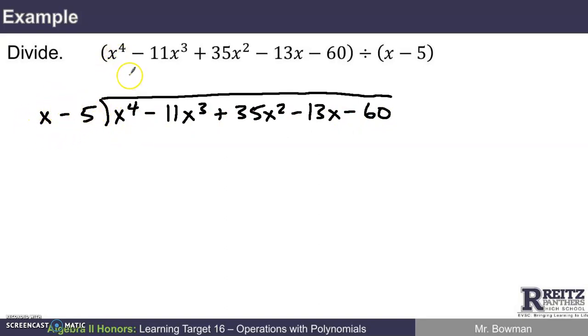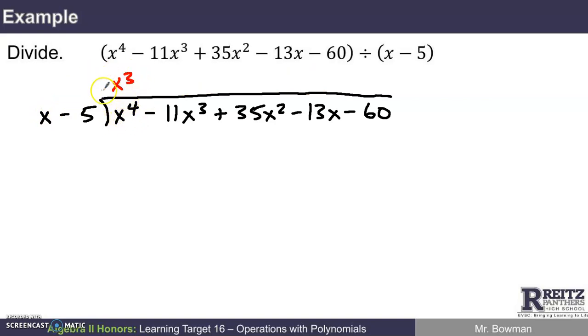So if I think back to that process I learned in grade school, what I thought about was, well, how many times would this go evenly into this? How many times would the dividend accept the divisor? Another way to think about it is like, what can I multiply by the divisor to get the dividend? What can I multiply by x to get x to the fourth? And the answer is x cubed. So that's what I'm going to put right here. The first term of my quotient is x cubed, because x cubed times x would give me x to the fourth.